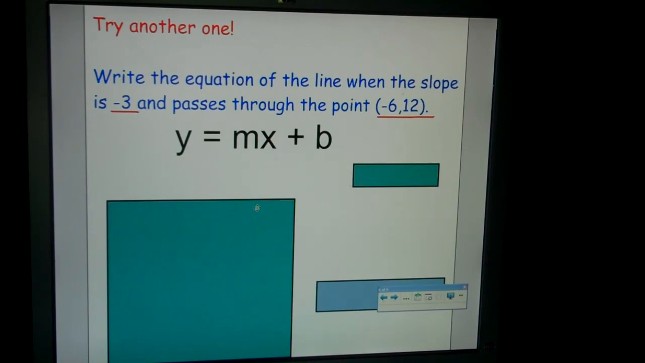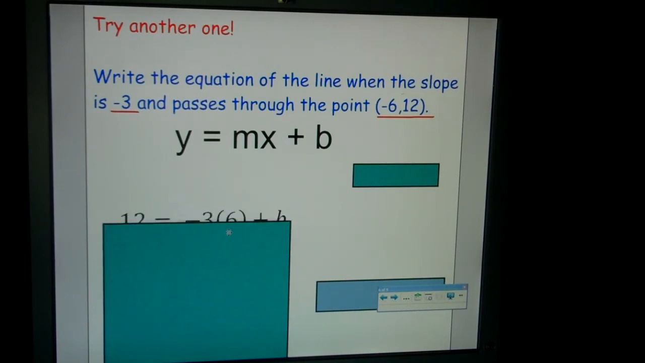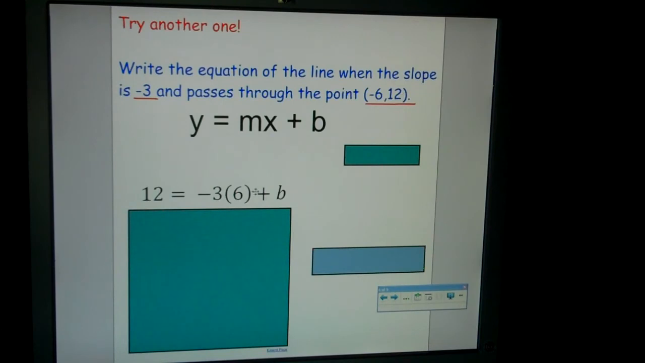Okay? All right, first things first. Do you know m? Yes, you do. It's negative 3. So in for m, you need to put negative 3. Do you have x and y? Look here. Negative 6, 12. Negative 6 is x. 12 is y. So you go ahead and set that up. Pause it for a minute because I'm going to show you the answer. All right? There we go. So we have negative 3 times negative 6 plus b, and then I just took my 12 and put it in for y. Now I want you to solve for b.